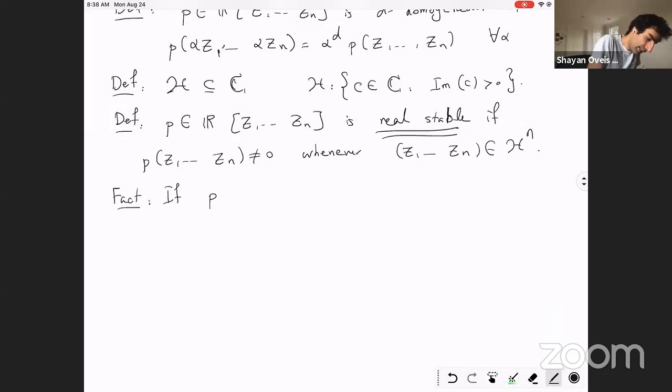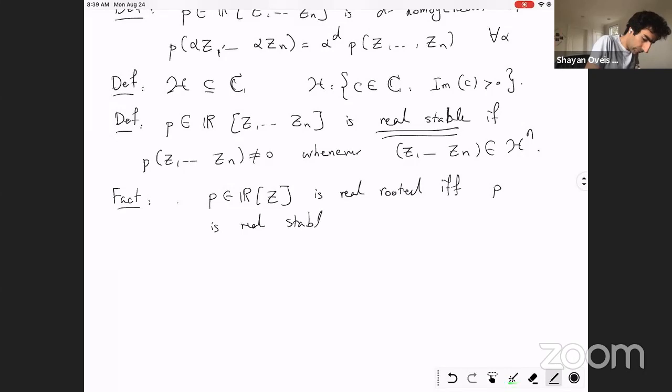If P in R[z], like a univariate polynomial, is real rooted if and only if P is real stable. So this fact, if you specialize it to univariate polynomials, is exactly the same as real rootedness. And this is not hard to prove. It follows from the fact that the roots of a univariate polynomial come in conjugate pairs. If you have a root with negative imaginary value, you also get a root with positive imaginary value. That's something I proved in these background notes. You can take a look.